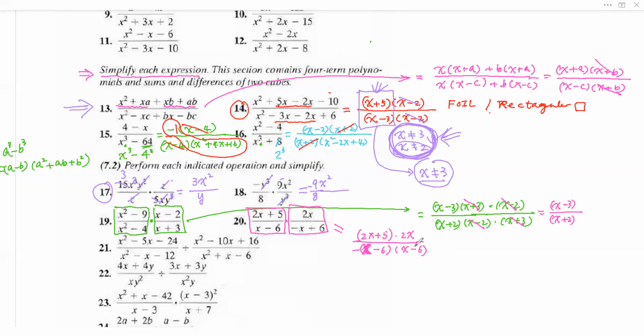Okay, so you can see this part actually has no common factor, right? So we just readjust, make sure I organize: negative 2x times 2x plus 5, and the bottom part is x minus 6 squared.